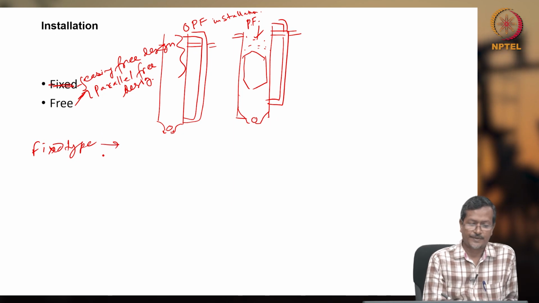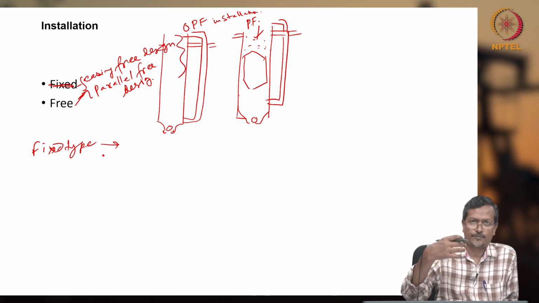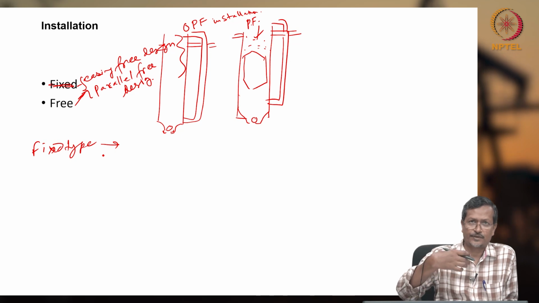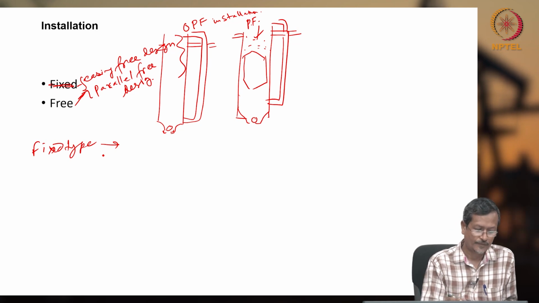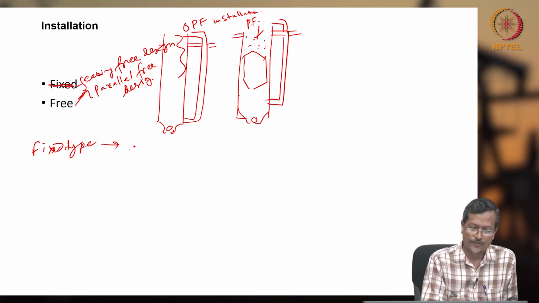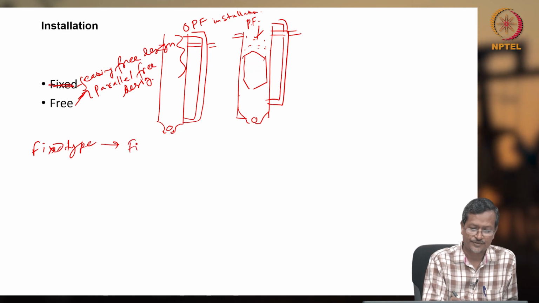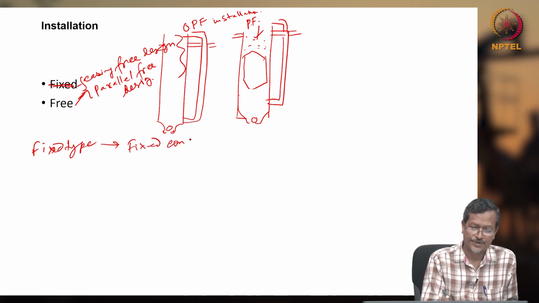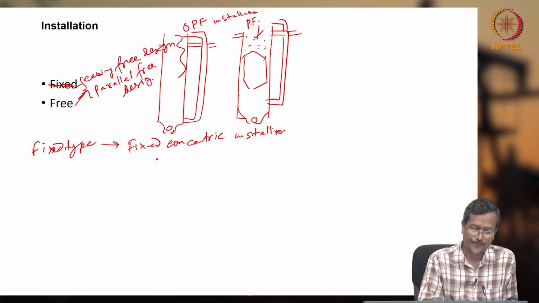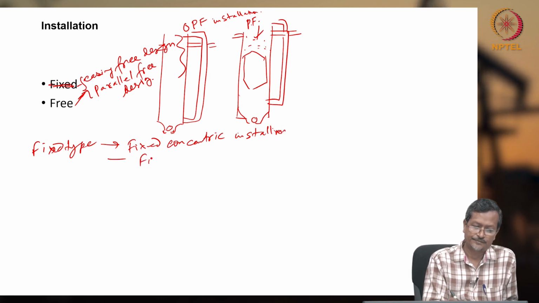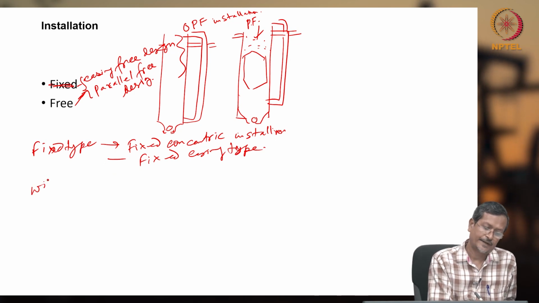In fixed type, your tubing and pump will be fixed on the tubing, so you are not making it free with power fluid. So for fixed type installation, a fixed concentric installation option will be there, and fixed casing type will be there. And another is the wireline type.